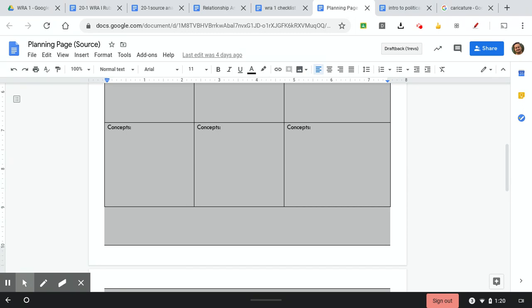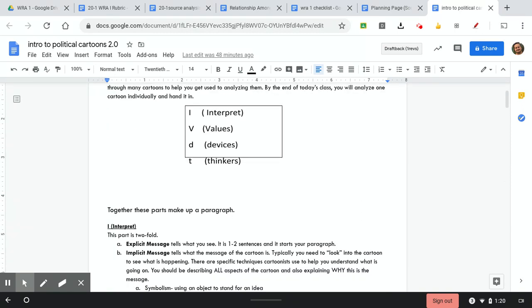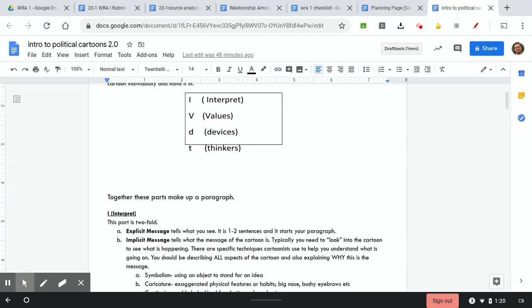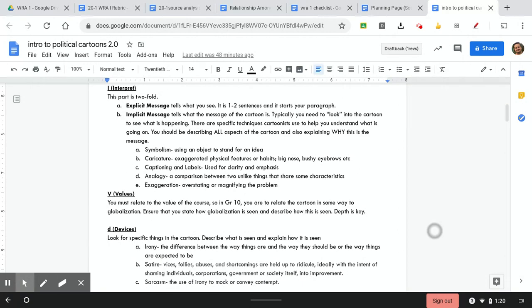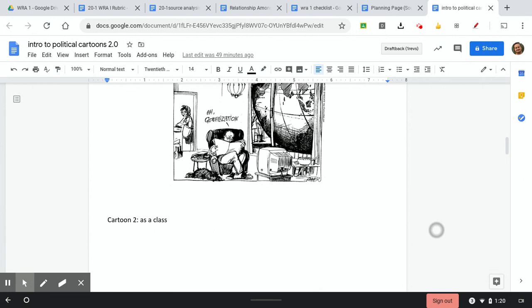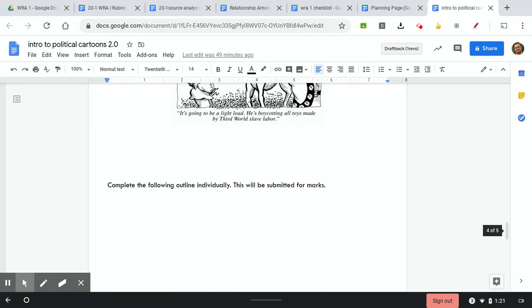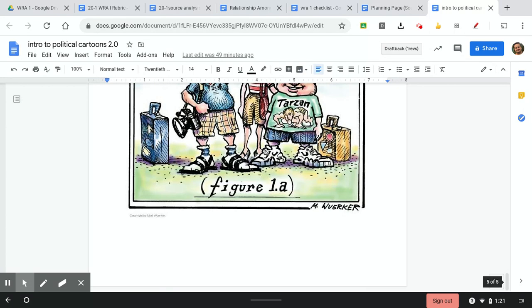Now we're going to take a really quick look at an example or an exemplar. So this is analyzing a political cartoon using IVDT. This will be given to you beforehand so you can look at it in greater detail. Oh, wait. That's not the right document.